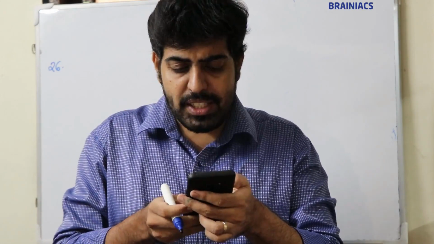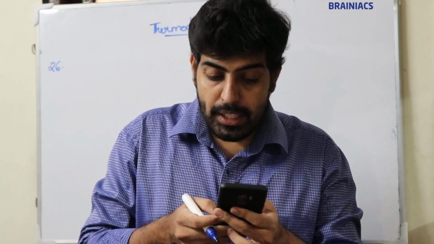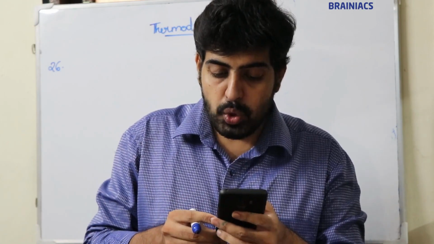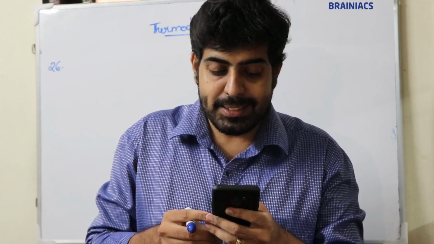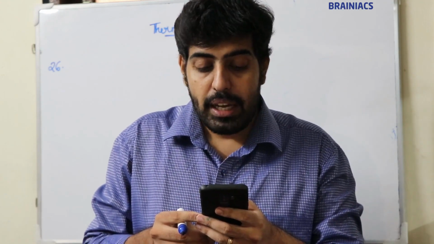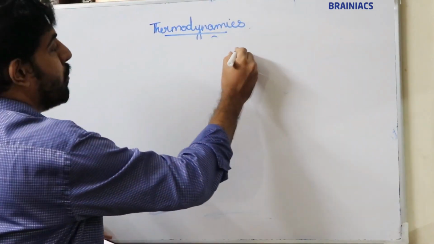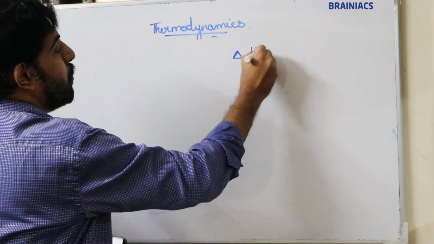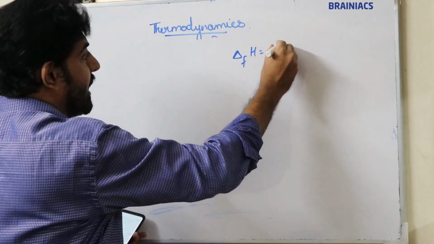Question number 26. Given that the bond enthalpies of H-H and Cl-Cl are 430 kilojoules per mole and 240 kilojoules per mole respectively, the enthalpy of formation of HCl is minus 90 kilojoules per mole. Calculate the bond enthalpy of HCl. So here the enthalpy of formation of HCl is given, equal to minus 90.